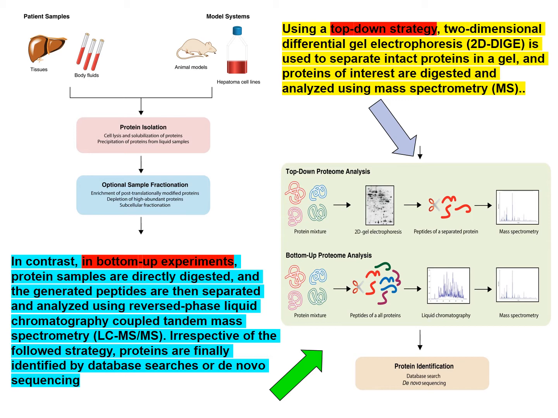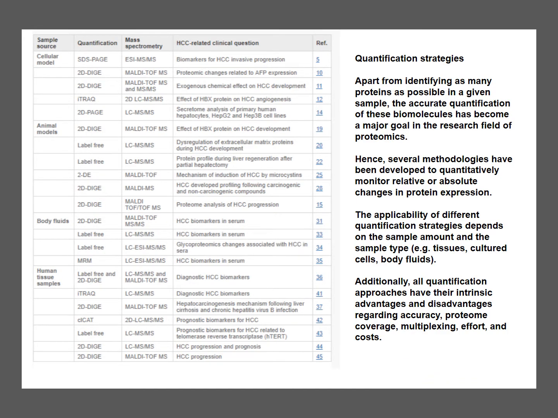Either way, you're doing the protein identification by the sequencing that we've talked about, Edman or the multidimensional method for the other mass spec here. And so here is just showing some examples of cellular models, animal models, body fluid, and tissues, showing the procedures that were used. Some of these we've talked about, the type of mass spec that was used, and the clinical questions here.